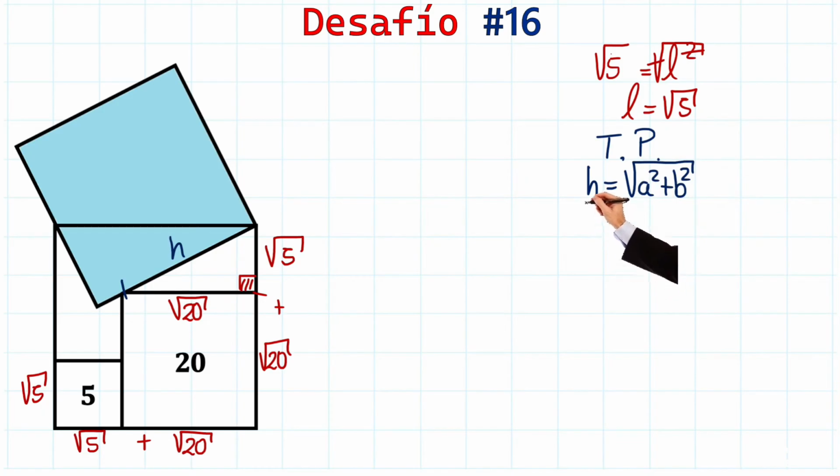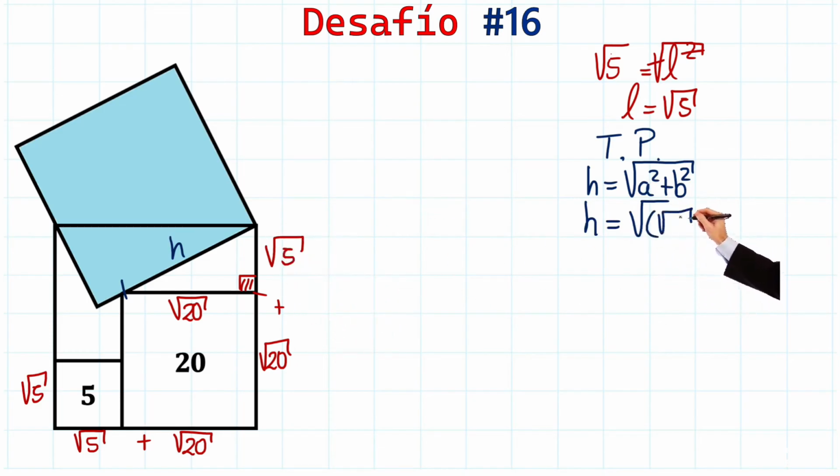Excellent, right? So we have that the hypotenuse is equal to the square root of this side, which measures the square root of 5, square root of 5 squared, plus the other side, which is the square root of 20, square root of 20 squared. All this inside the root, remember, don't go doing something crazy here, right?